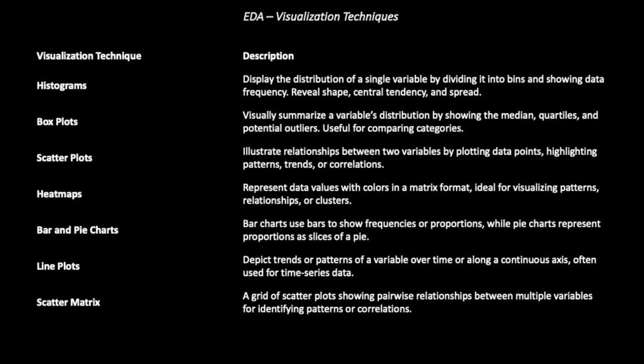Heatmaps represent data values using colors in a matrix format, ideal for visualizing patterns, relationships, or clusters in multidimensional data. Bar and pie charts. Bar charts use bars to represent frequencies or proportions of categories, while pie charts divide proportions into slices of a pie. Line plots show trends or patterns of a variable over time or along a continuous axis, often used for time series data. Scatter matrix, a grid of scatter plots showing pairwise relationships between multiple variables, enabling quick identification of patterns or correlations.